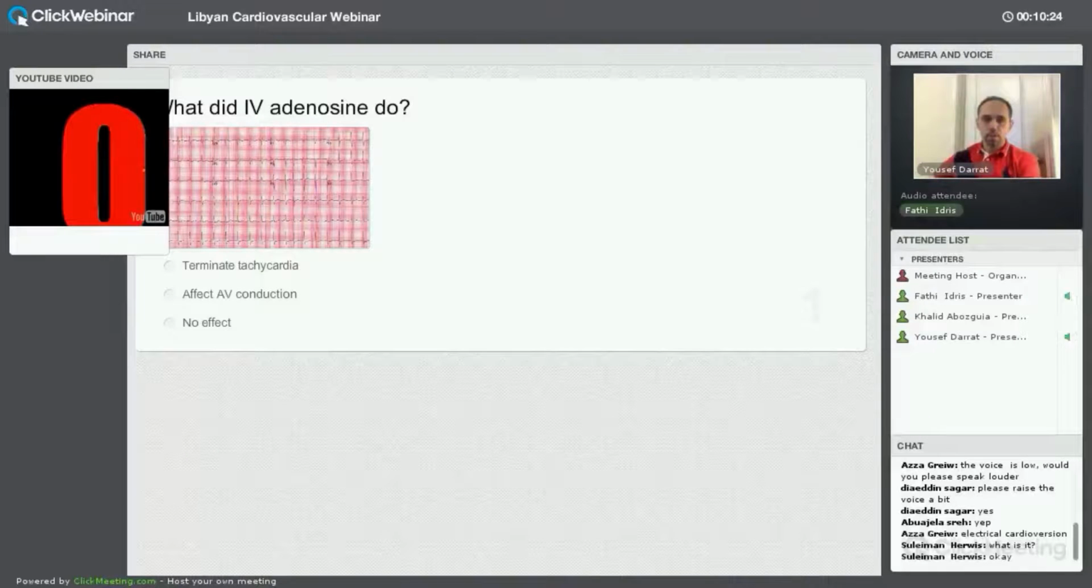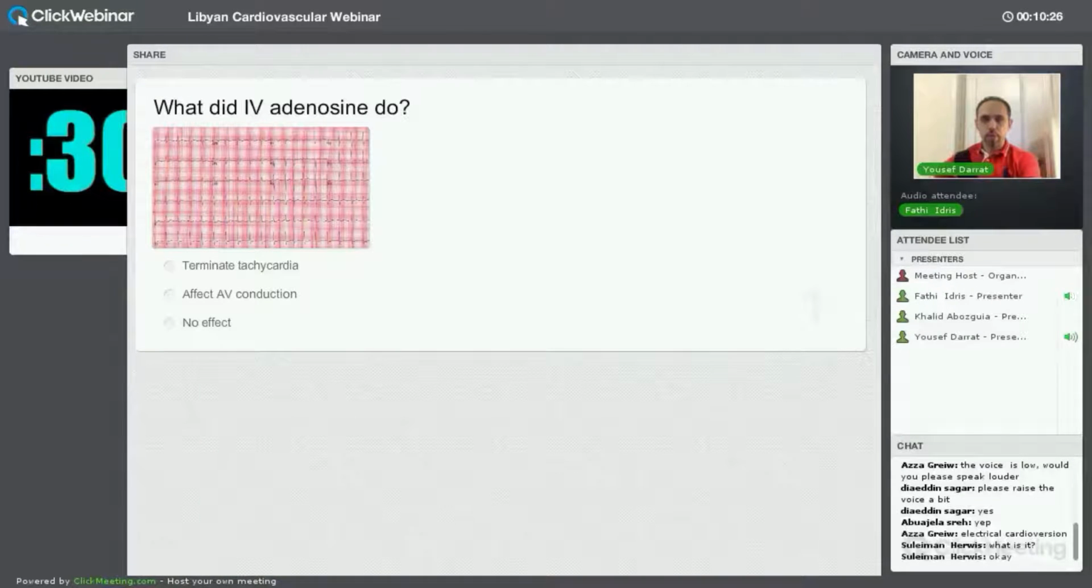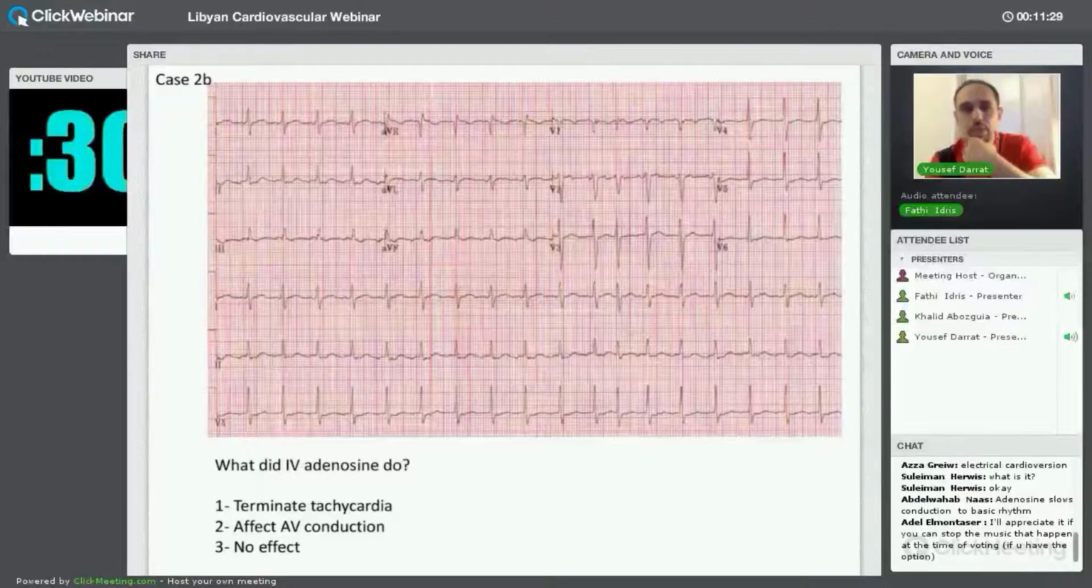Okay. So 64% of the audience have participated, 11 people, and most people have voted for affect AV nodal conduction, which is the right answer. The arrhythmia did not terminate. Basically, what adenosine did is it blocked the AV node. That's what adenosine does.